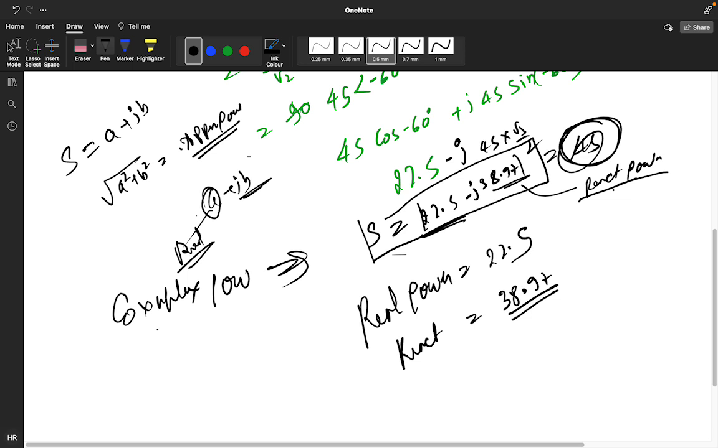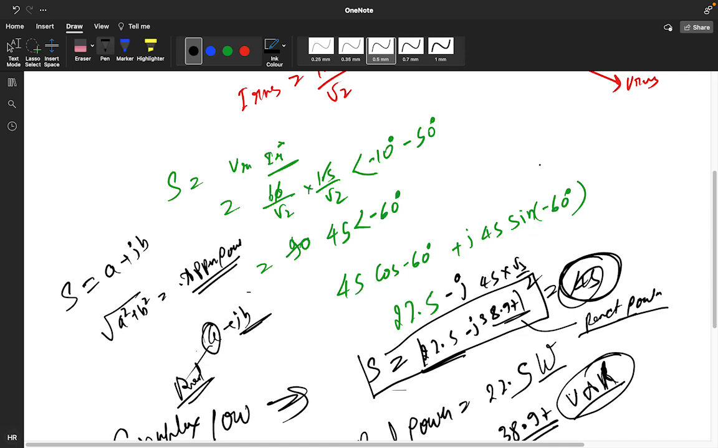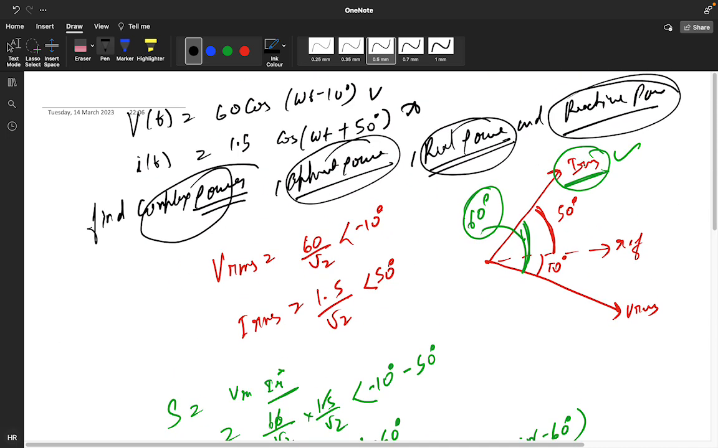And one thing also, the unit of real power will be watt, and the unit of reactive power we write as VAR, volt ampere reactive. So this is actually your leading power. Why is it a leading load? Because your current is leading. Current is leading by how many degrees? 60 degrees.